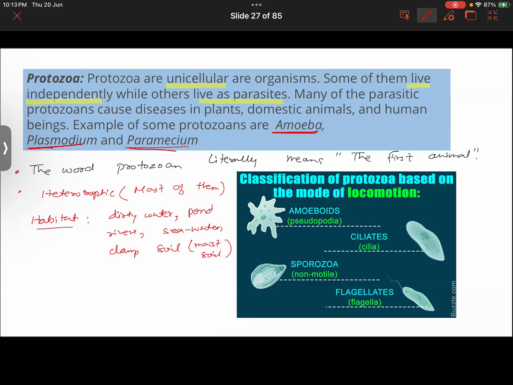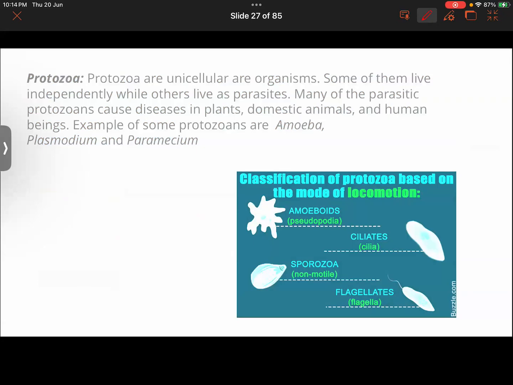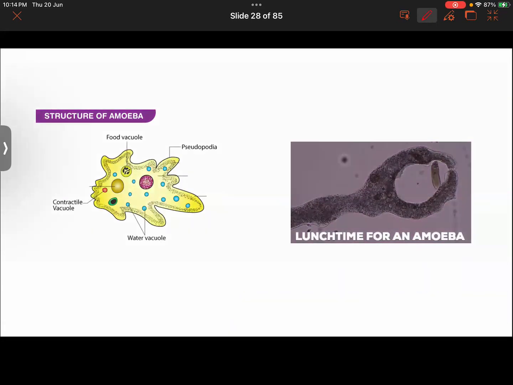Furthermore, they are known to cause several diseases also. They cause diseases like dysentery, or diseases like malaria. These are some of the diseases caused by them. You will be learning about that in detail. You had the common examples as well, as I told you.